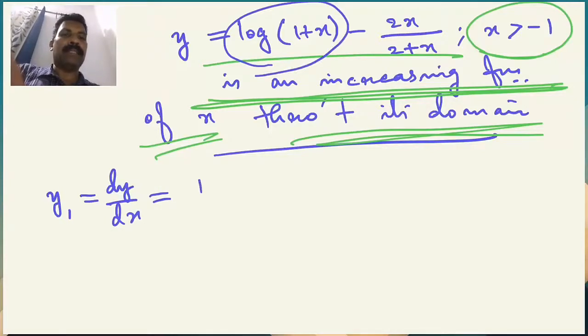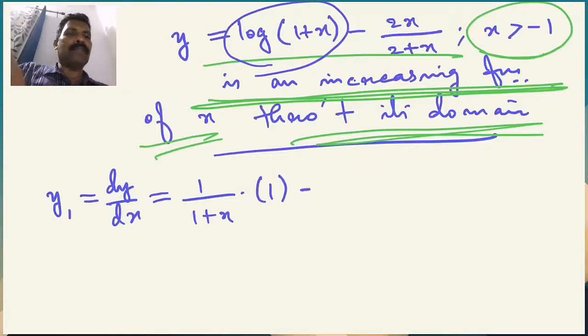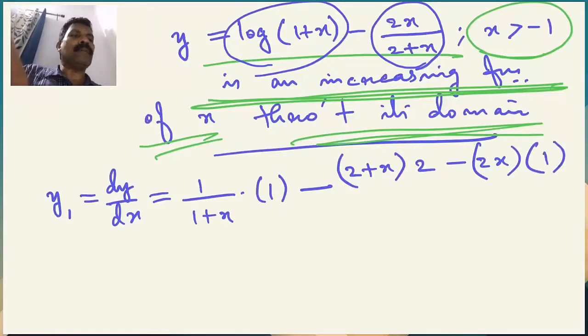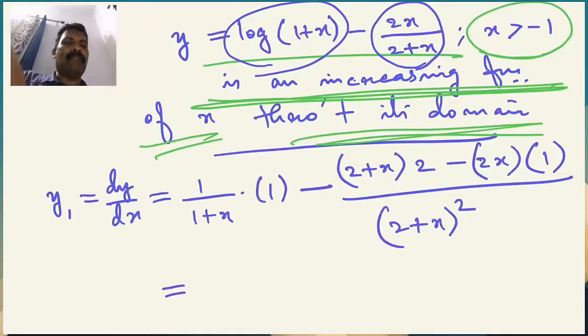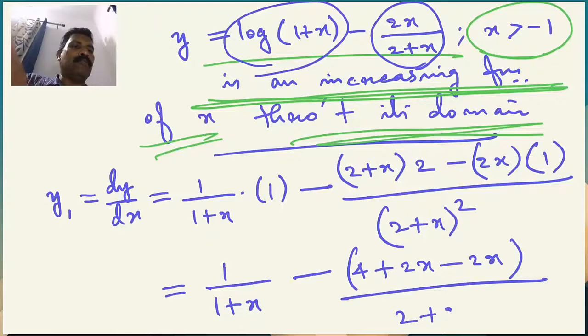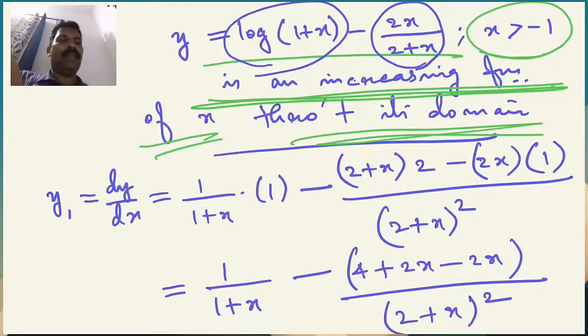So we have log(1 plus x), that means 1 by (1 plus x), then derivative of 1 plus x, that is 1 only. We are using the chain rule. Then minus, we have to apply the quotient rule here: v, that is 2 plus x, into u dash, that is 2, minus u into the derivative of the denominator, then divided by (2 plus x) the whole square. That can be simplified as 1 by (1 plus x) minus 2 into (2 plus x minus x)... that is (4 plus 2x minus 2x), then whole divided by (2 plus x) the whole square.